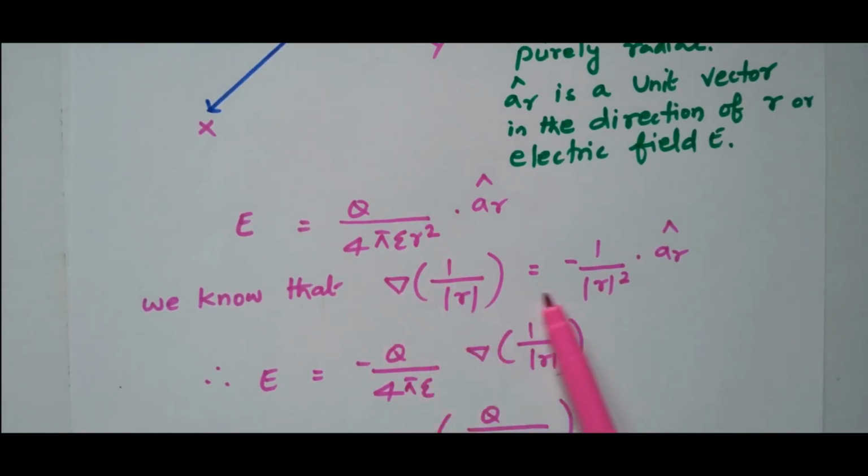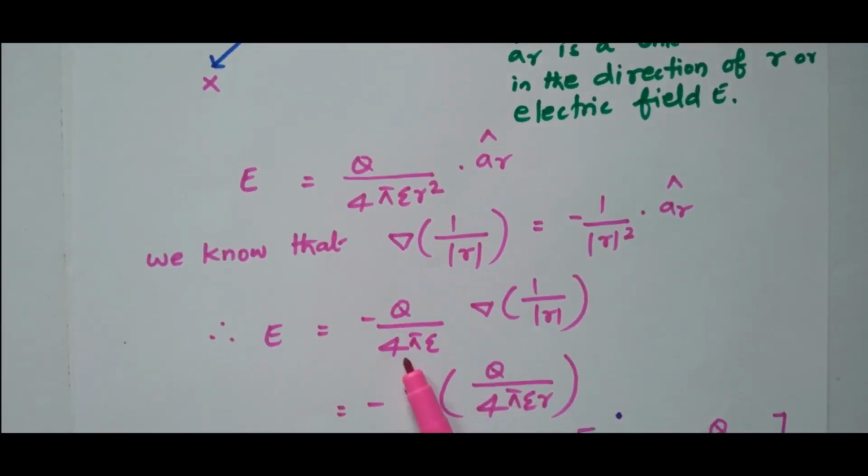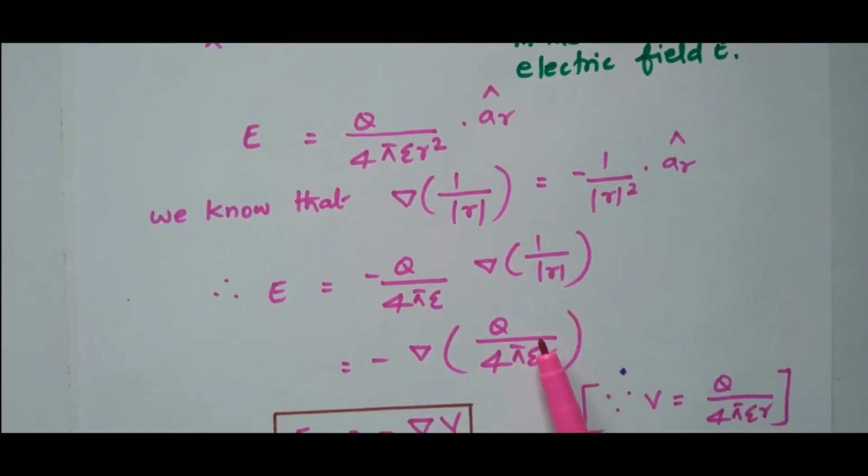Okay. So from this relation, what we got? Del of 1 by R equal to minus 1 by R square. See, in this expression E, Q divided by 4 pi epsilon R square, this 1 by R square is replaced by del of 1 by R with negative. So that is given here, Q divided by 4 pi epsilon, right? And this 1 by R square is now replaced by del of 1 by R. So by simplifying, we can write minus del of Q divided by 4 pi epsilon R.